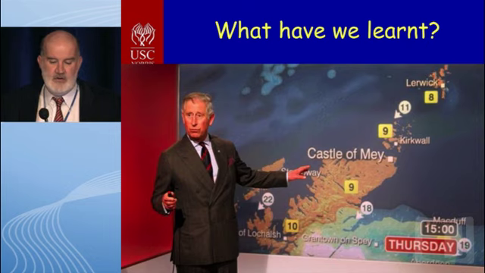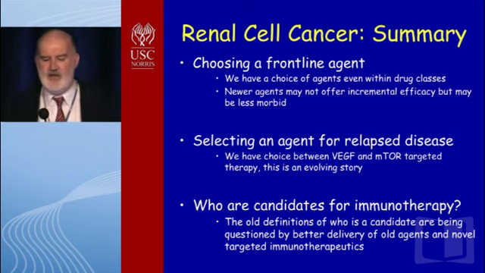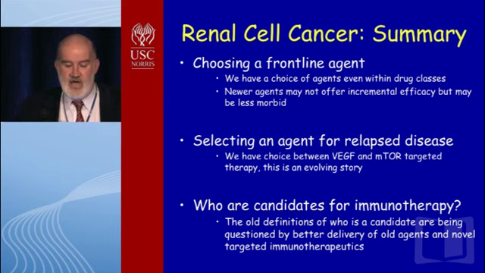So what have we learnt? I've learnt that my time's up and I better get off, or Jim won't have me back. Parenthetically, choosing a frontline agent, we have a choice within drug classes. Most of us are going to give a VEGF TKI unless the patient qualifies for high-dose interleukin-2, and I'd advise you, if they do, to send them to a centre that does a lot of it.